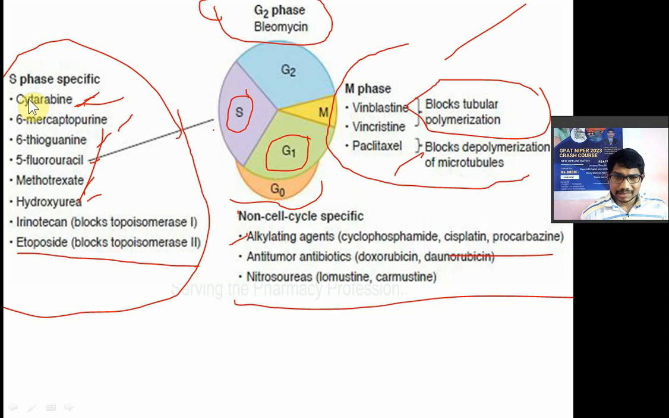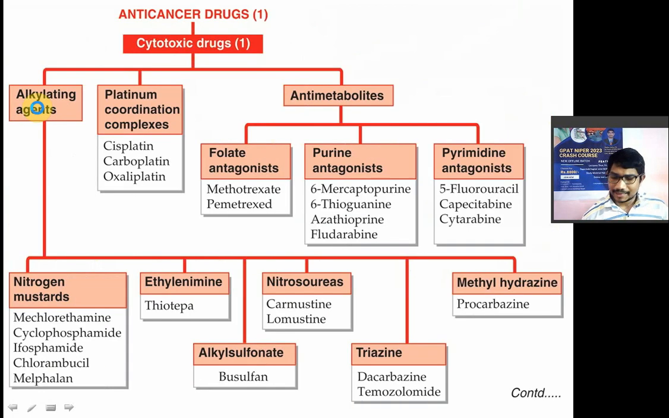Okay, so we will see the classification once again. Anti-cancer drugs and cytotoxic drugs. As I told you, we are going to see this classification in different parts. So this is cytotoxic drugs part 1. In that you have 6 classes. So we are going to see 3 classes today.